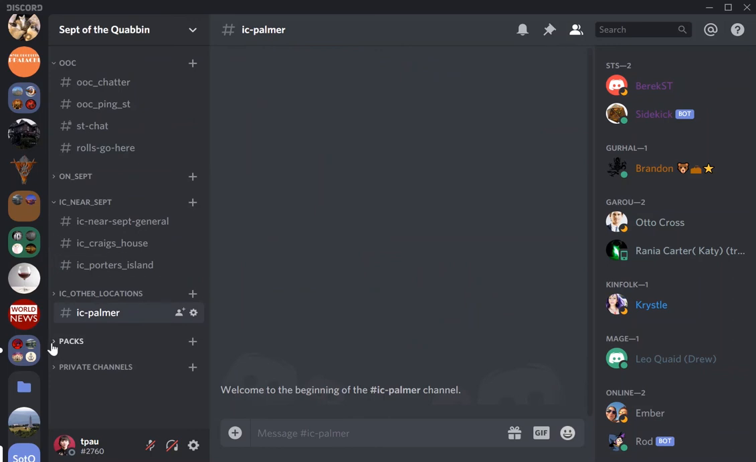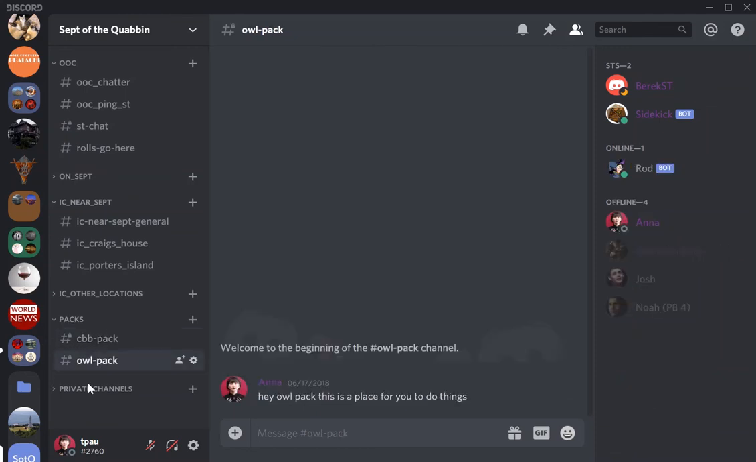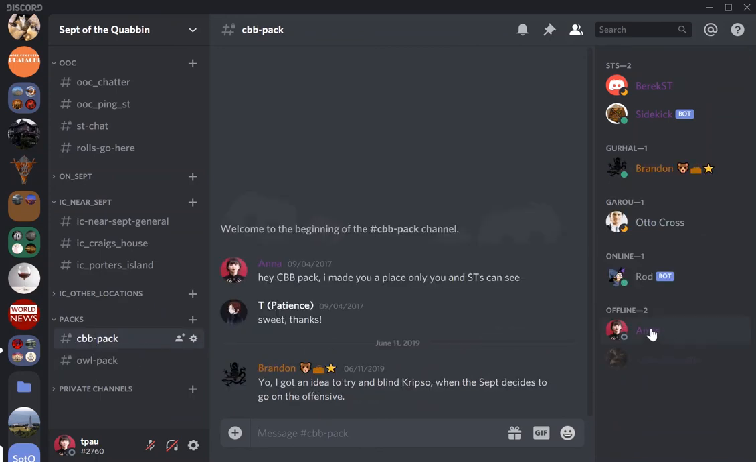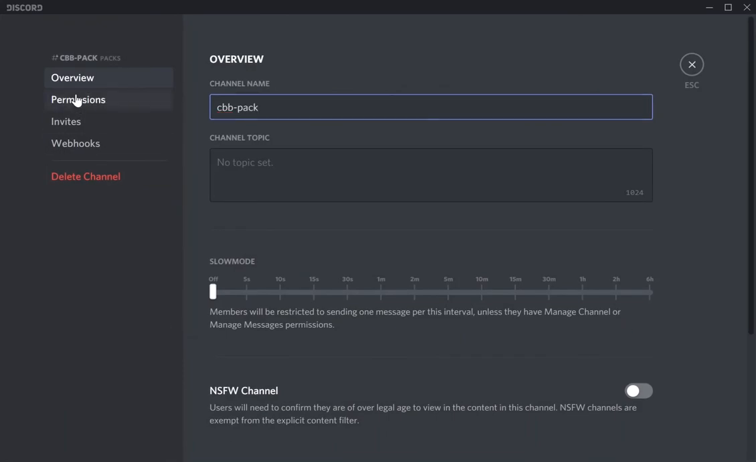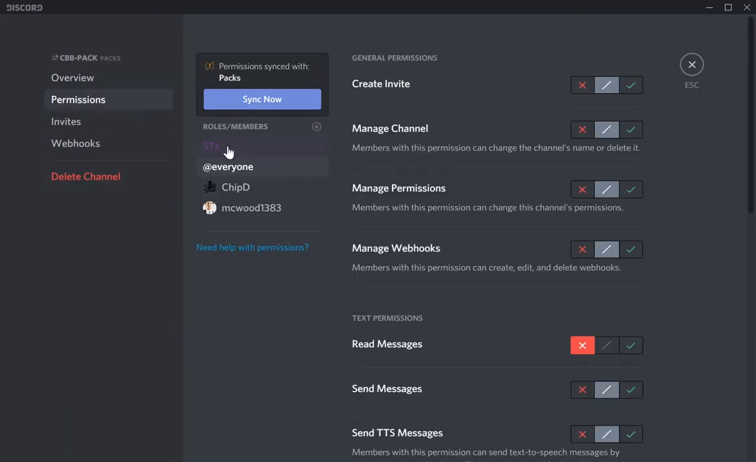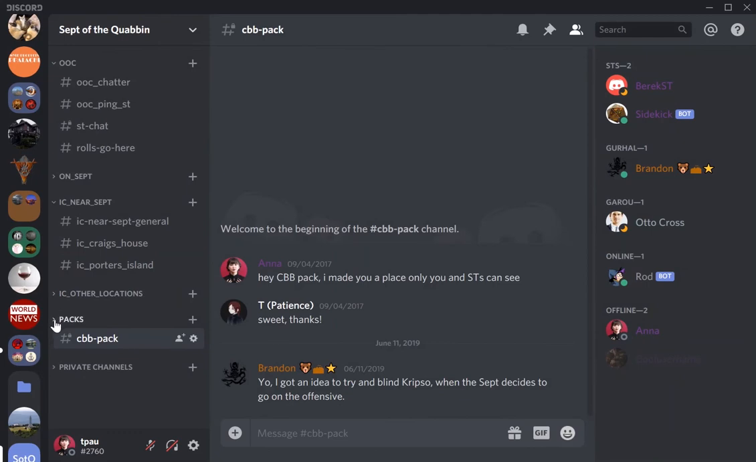Then we can have these private areas. Again, this is a changing breeds game, so there are private areas for specific characters who are in a pack. This is the Clashing Boom Boom pack. It's got a couple of PCs in it, and obviously all the STs. If we edit the channel and look at permissions, we will see that it's STs and a couple of people who are in that pack. So that's a private area.